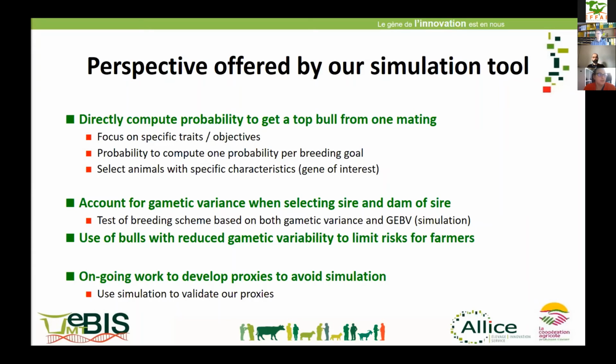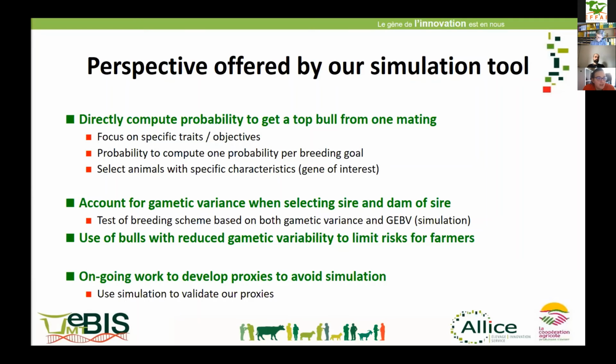So what we expect from our simulation tool is to directly compute the probability to get a top bull from one mating. So breeding companies can focus on specific traits, on specific objectives. You have the possibility to compute one probability per breeding goal, and to select animals with specific characteristics if you want to focus on a gene of interest.